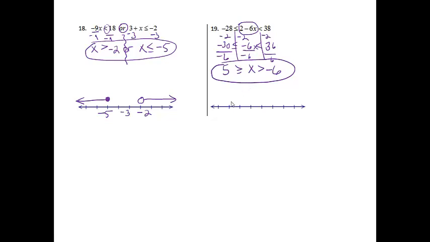Then to graph it, again, the negative 6 is going to go on the left because it's negative. 5 goes on the right. 0 could go in between those two. At 5, we will have a closed circle because we've got an equal sign in that inequality. And then at the negative 6, we will have an open circle. And I know that since x is in the middle, we will shade in the middle.